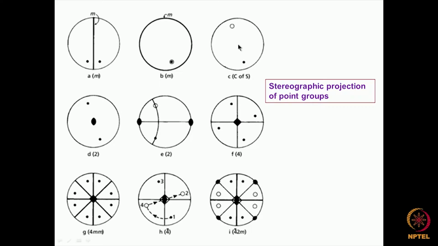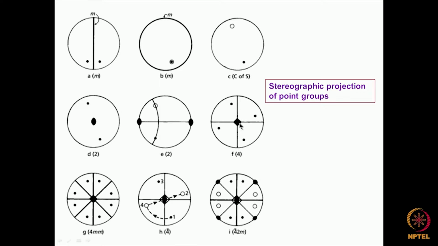If it is an inversion operation, a point on the upper hemisphere is inverted through the center, and it will come into the lower hemisphere. So anything on the lower hemisphere, when we show it in the projection, the closed circle always represents motifs on the upper hemisphere, and the open circle shows motifs on the lower hemisphere. In an inversion operation, this is how it will take place.